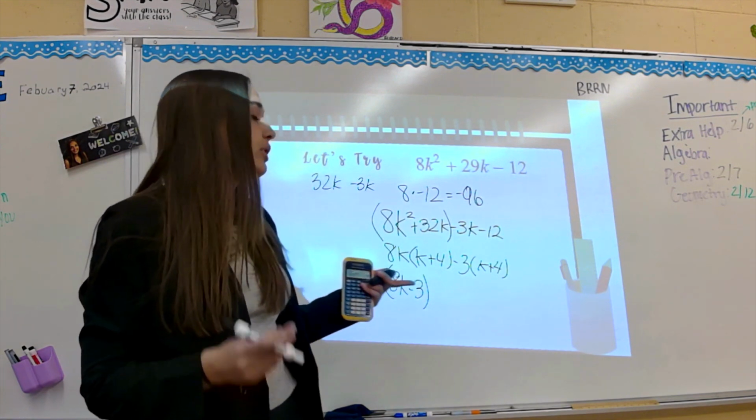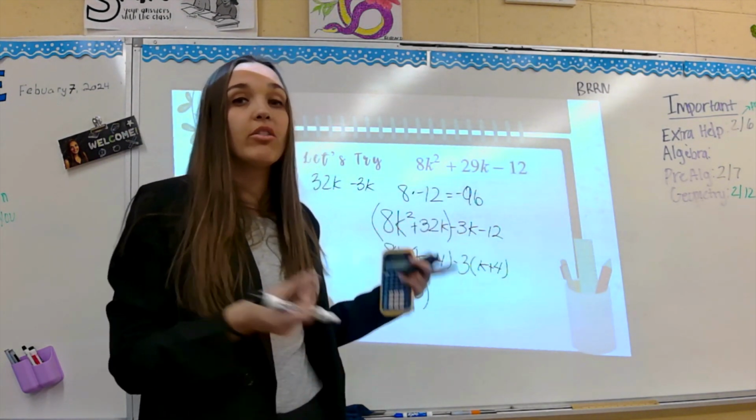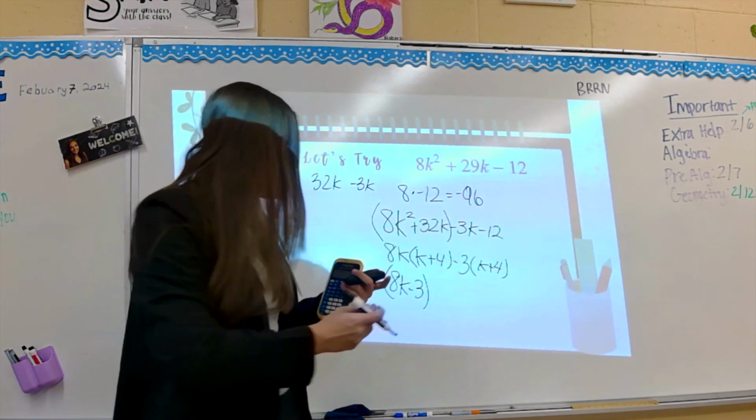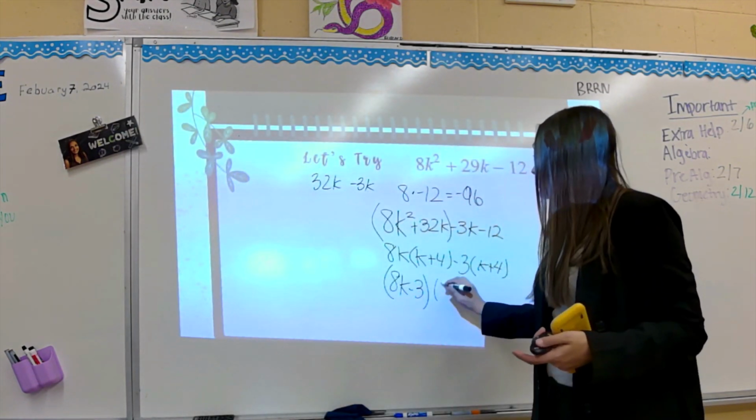And then we have a k plus 4. It's almost like we're taking another GCF. They both have k plus 4 in common, so we're taking that out, and that's going to be on the outside as k plus 4.